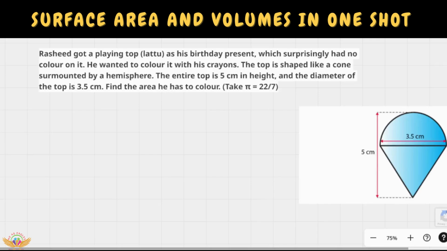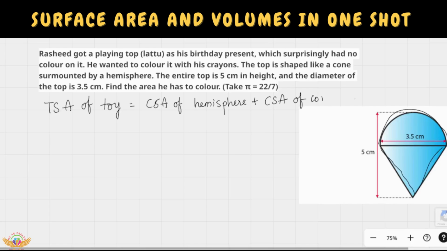First, let me write down the total surface area of the toy. That is equal to the curved surface area of the hemisphere plus, this is the hemisphere, the curved surface. Now I want the curved surface area of the cone, that is the sides. So plus the curved surface area of the cone. When I add this, I'll get the total.